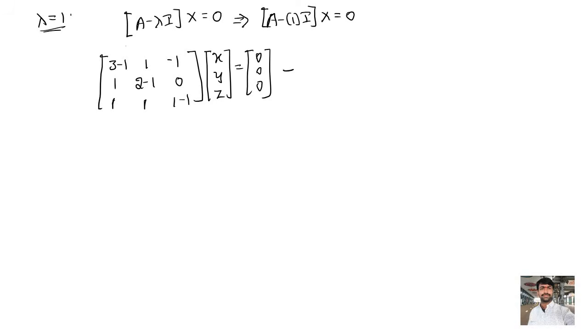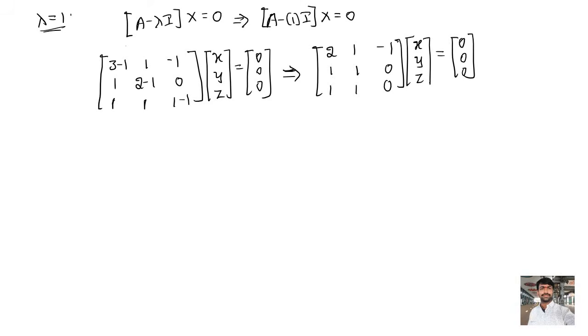And if we simplify this linear system, we get 2 1 minus 1; 1 1 0; 1 1 0, multiplied with x, y, z equal to 0, 0, 0.